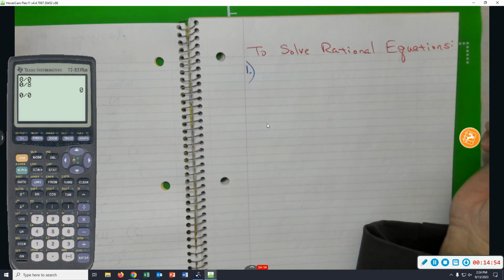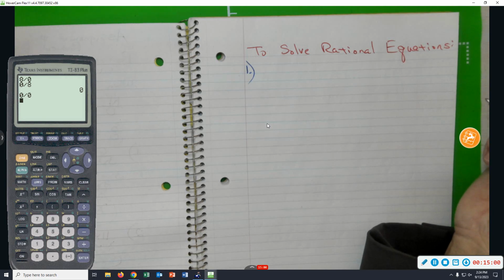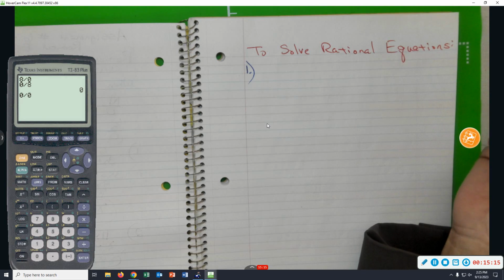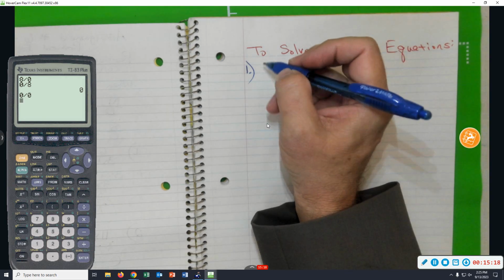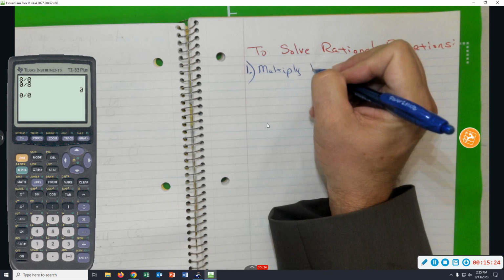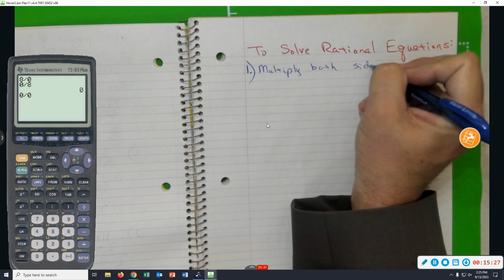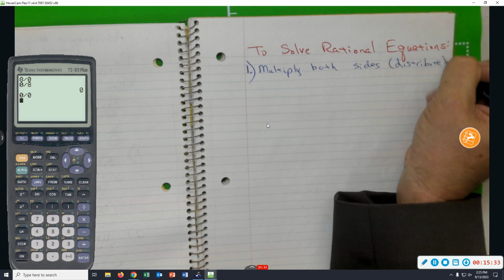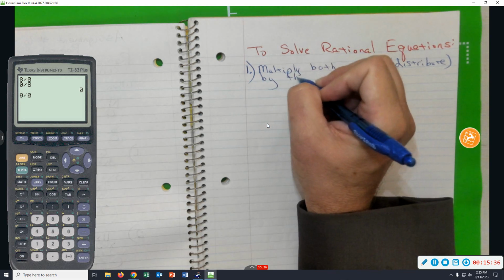The first thing, we're going to do what we did with that last problem in the previous assignment. We're going to multiply through by whatever it takes in order to cancel out all of the denominators. That will be the smallest denominator that cancels out every denominator. We'll call that the least common denominator. We're going to multiply both sides, and you're probably going to have to distribute, by the least common denominator.